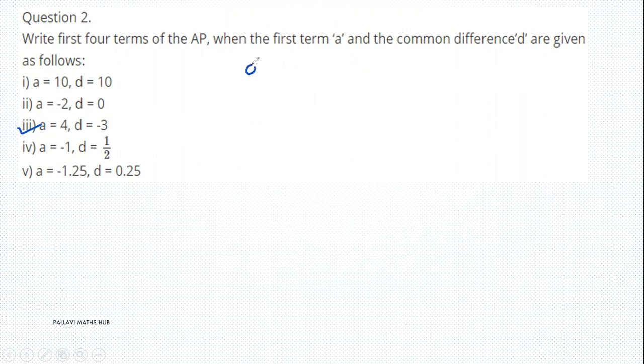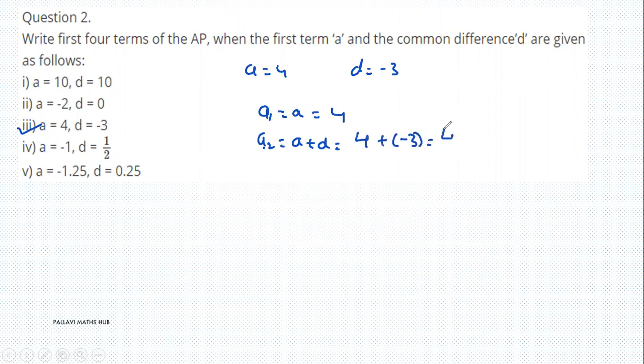Next, the third sum. The given a is equal to 4, d is equal to minus 3. You need to find out the first four terms. a1 is equal to a, which is equal to 4. Similarly, find a2. a2 is equal to a plus d. The a value is 4 plus the d value is minus 3, which is equal to 4 plus into minus, minus 3, which is equal to 1.